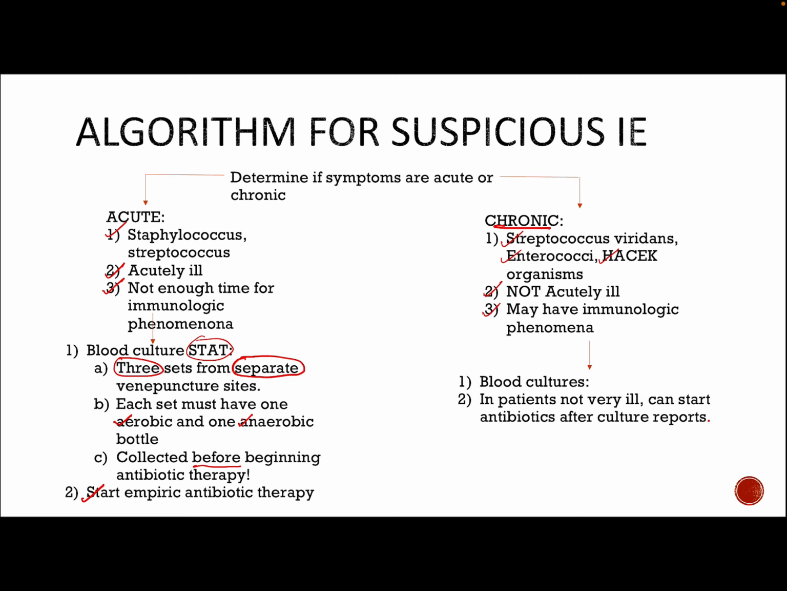So in these cases, again, we start with blood cultures. But if the patient is not very ill, we can start antibiotics after we get the culture reports, rather than starting empiric therapy like we did in the acute case. And finally, we go for imaging, that is either a transthoracic echo or a transesophageal echo.